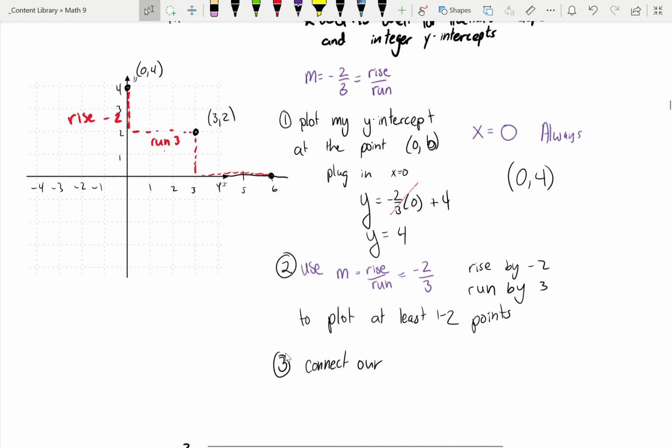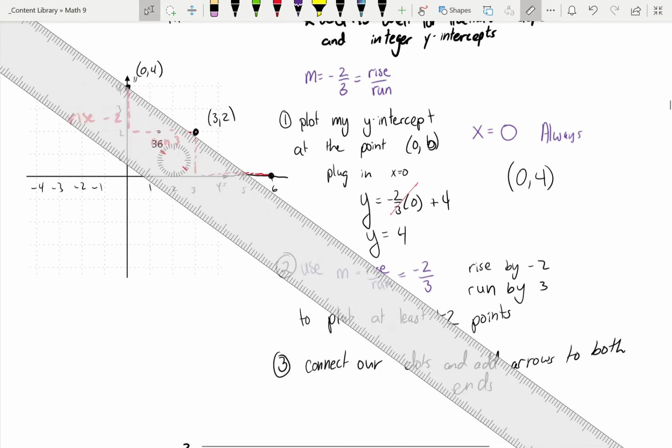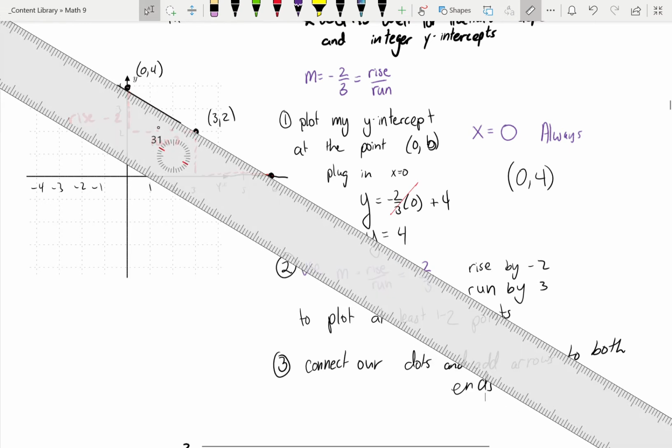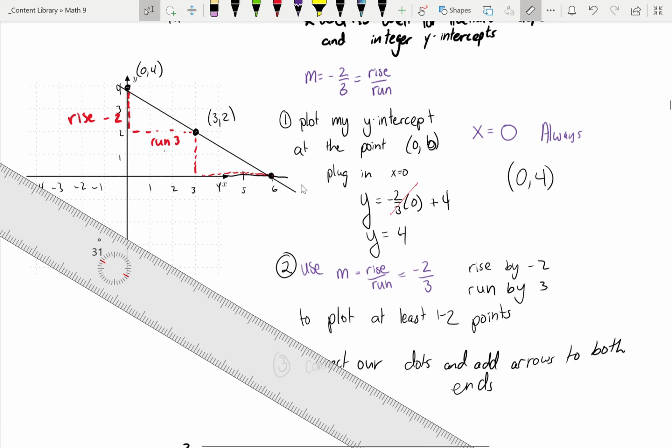Our last step is to connect our dots and add arrows to both ends. So I'll grab this. Now, why I want 3 points, I'll get into in just a moment. But you'll notice that the 2 points will work and I can plot them and add arrows.